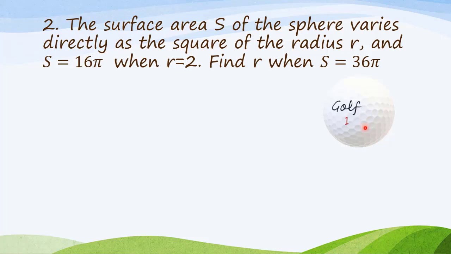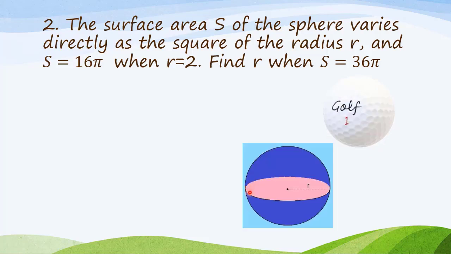Here I have a golf ball. You can see that it is a sphere. This pink region of the sphere shows the central part of the sphere. At this point, we can divide the sphere into 2 equal halves. Each half is called hemisphere. The radius of the sphere is the distance from the center of the sphere to the boundary.